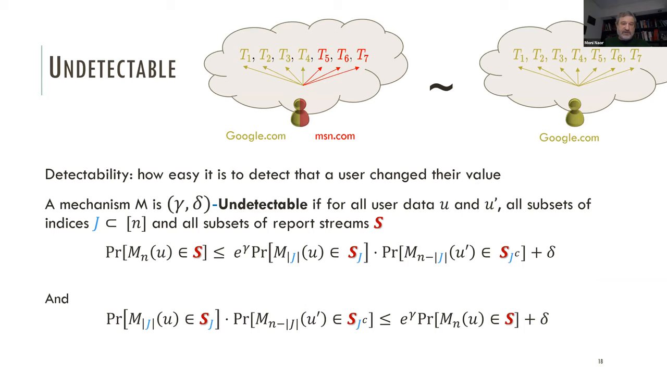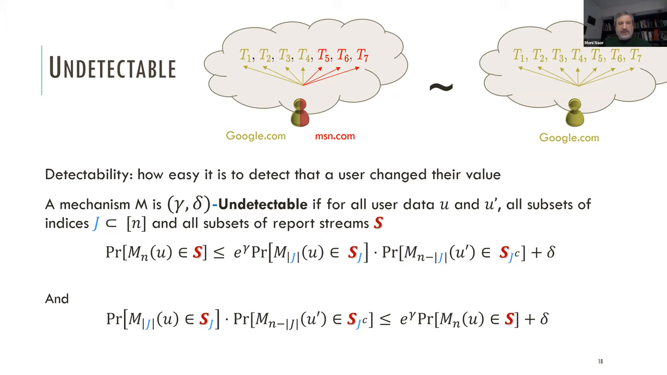The formulation is again similar to the way we do it in differential privacy and the way we did it in untracking. We say that it's gamma, delta undetectable if for all user data U and U prime, all subsets of indices J, and all subsets of report strings S, the probability that an output is in S is smaller than e to the gamma times the probability that it's in S, where the projection on the J indices is U and the projection on the other indices is U prime. This is the upper bound, and similarly we have a lower bound, just as in the untracking definition. So this is the definition of undetectable. You cannot decide whether users change their data or not.